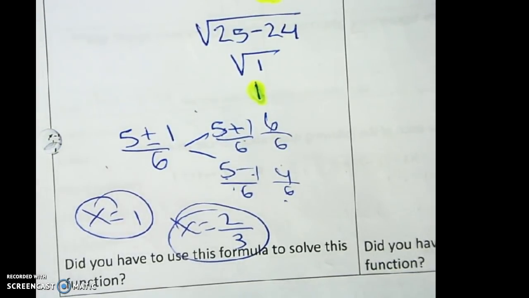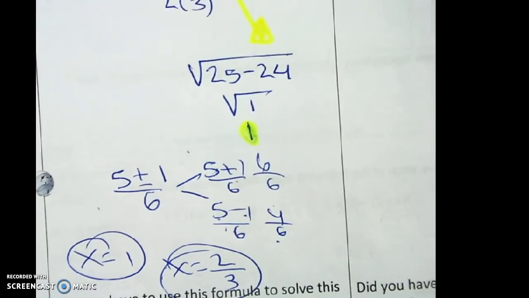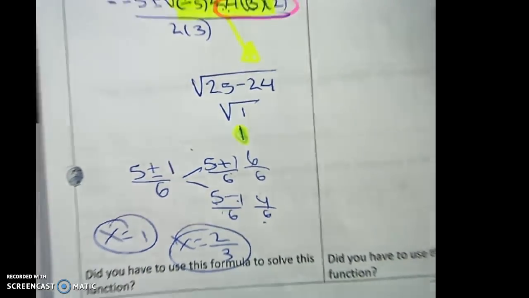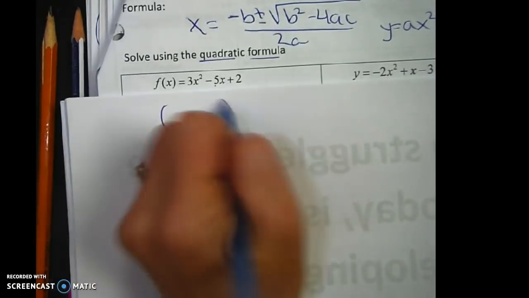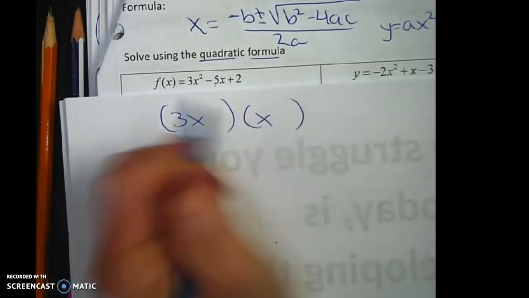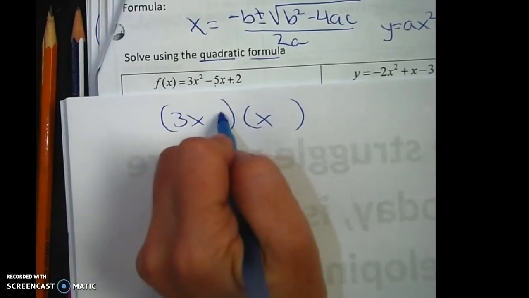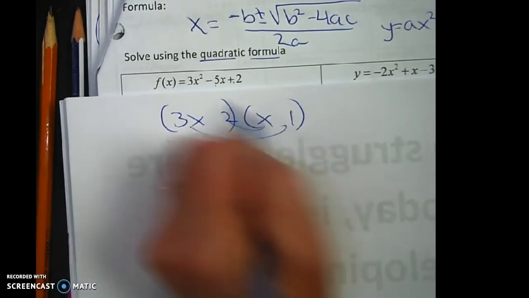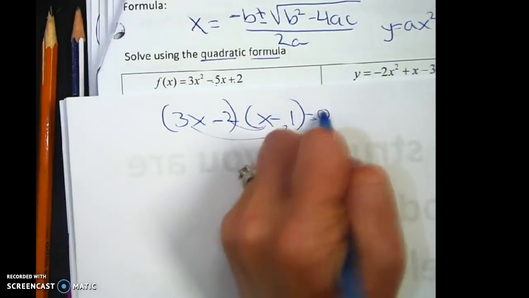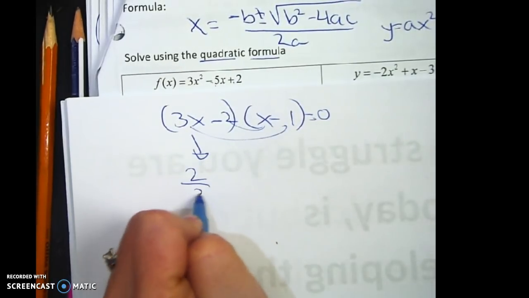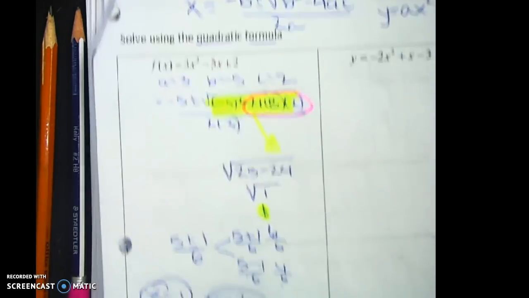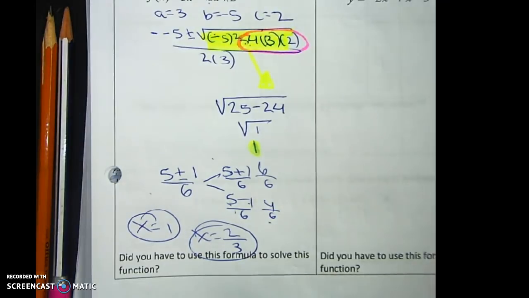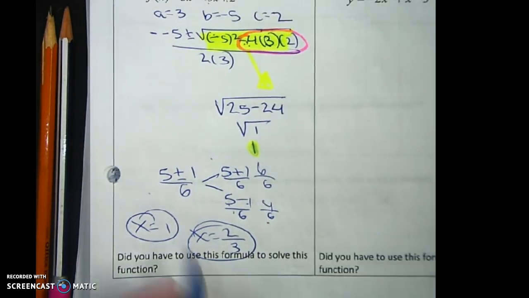Now I got to show you something. I actually wouldn't have done this problem this way if it said solve. If this problem just said solve, I would have tried to factor it. 3x, x. The only way to get 2 is 2 and 1. So 2 and 1, 2 and 3 gives me 5. Set it equal to 0. 2/3, add 2, divided by 3, add 1. There's 2/3 and 1. Hey, what do you know? That's what I got, 2/3 and 1. So obviously you didn't have to use this.